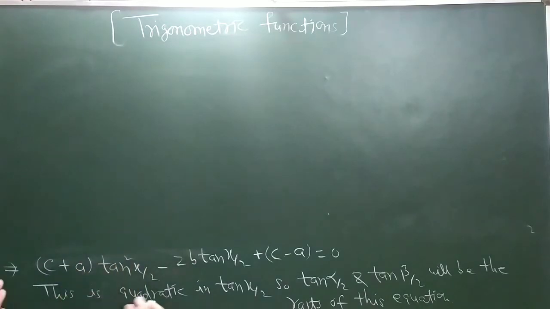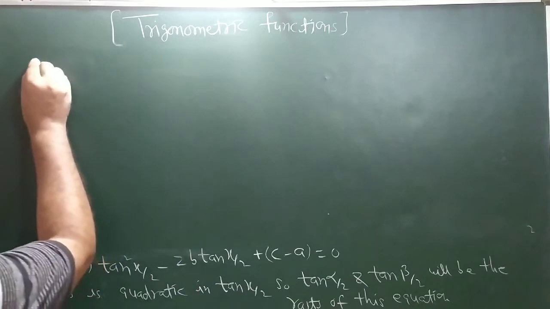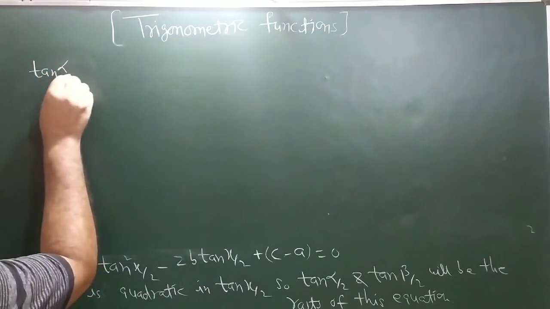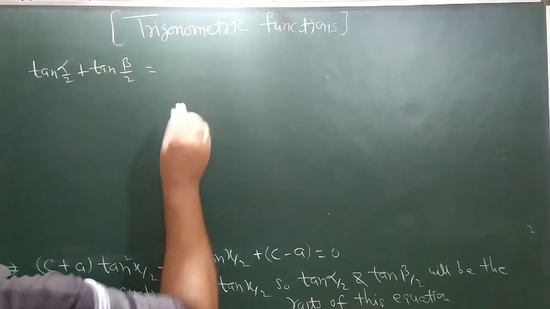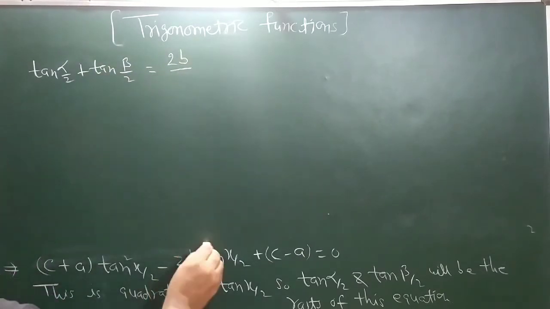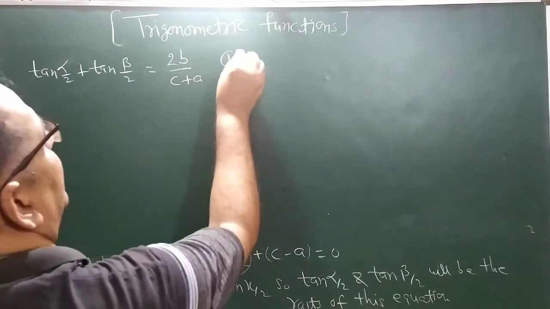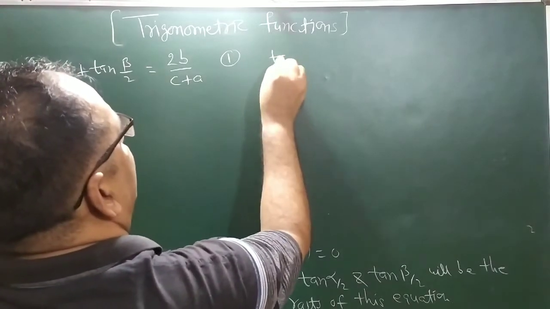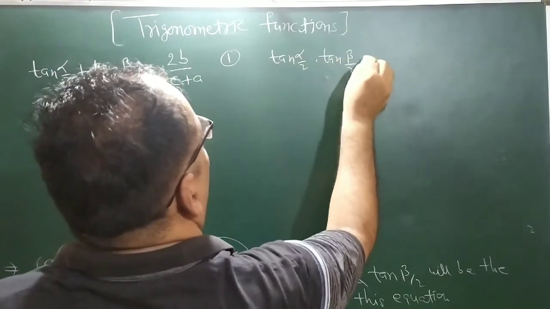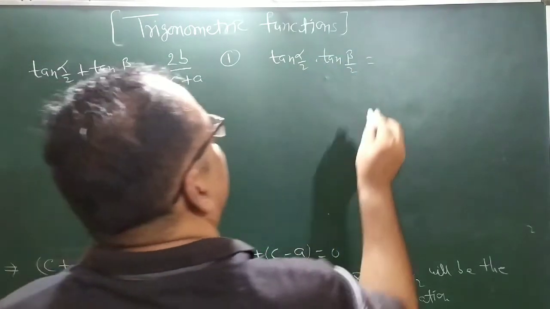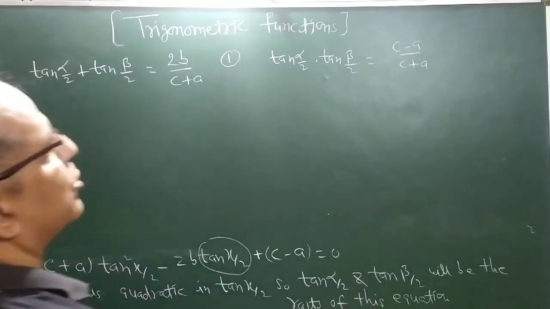Now use the relation between the roots and the coefficients of the quadratic equation. Tan(alpha/2) plus tan(beta/2), the sum of the roots, is equal to minus b upon a, that means 2b, the coefficient of tan(x/2) here, upon c plus a. This is equation number 1. And tan(alpha/2) into tan(beta/2), the product of the roots, becomes c upon a, that means c minus a upon c plus a. This is equation number 2.